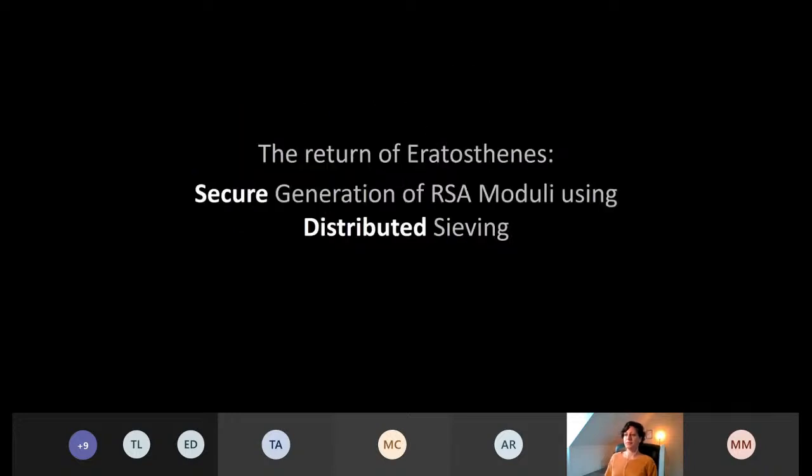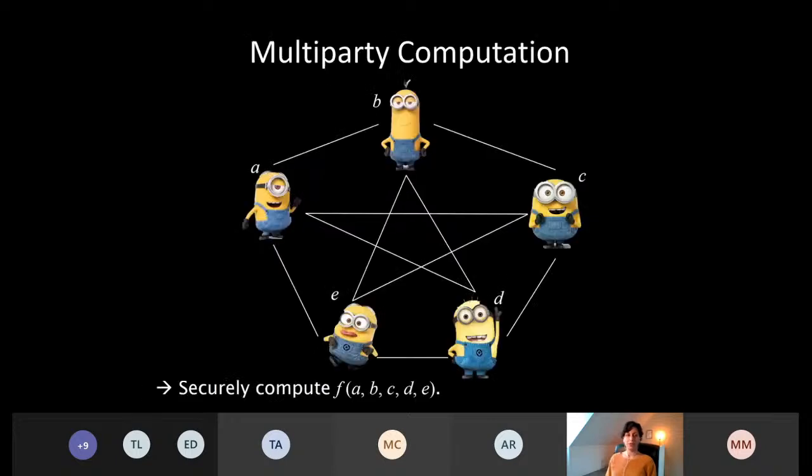The next part in the title is about secure generation of these moduli, or distributed technologies. So let's see how we add security on top of that. We do this by means of multi-party computation. For those not familiar with the technology, multi-party computation allows a set of mutually distrusting parties to compute a function over their private inputs.